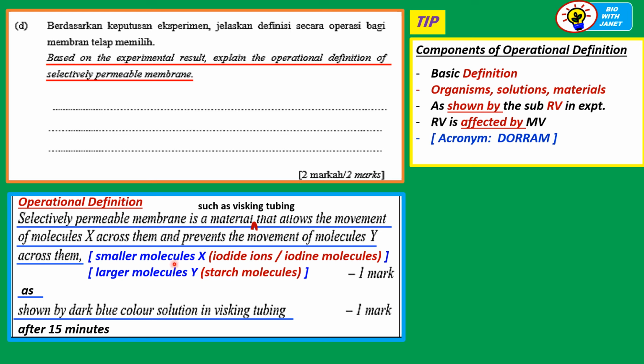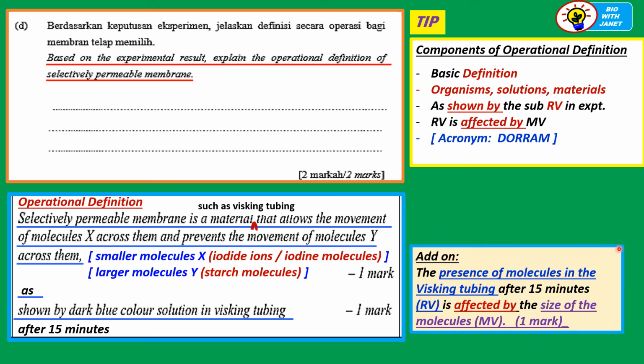So this operational definition covers the DOR of our acronym, RV affected by MV. We can write that as one final answer. So add on, the presence of molecules in the Visking tubing after 15 minutes, that's the RV, is affected by the MV, the size of the molecules.